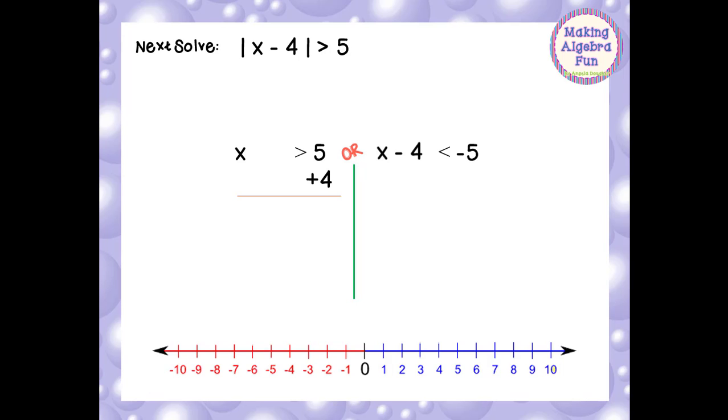The first one's going to give me x is greater than 9. So that's an open circle at 9 and shading everything to the right, everything greater than. The second one, I add my 4 to both sides. I get x is less than -1. So that's an open circle on -1. Less than is to the left. Because this was the word or, solutions can fall in either area. They don't need to fit both conditions.